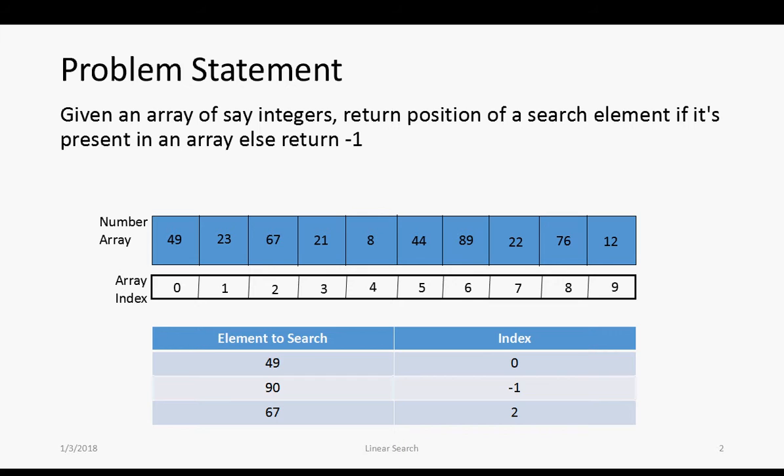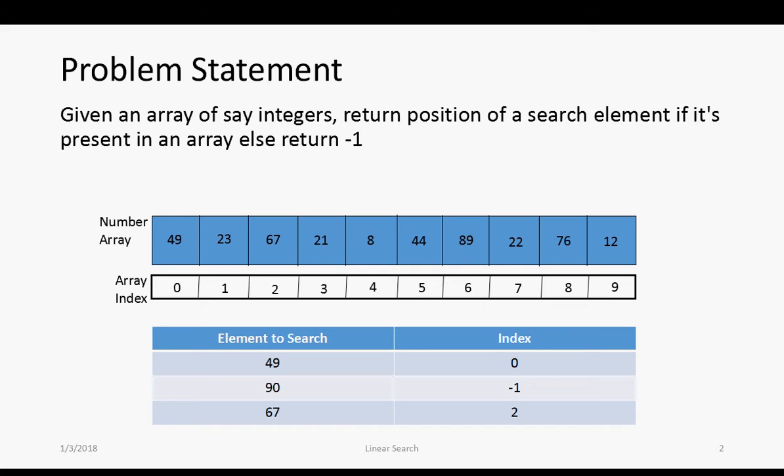While if you look at 67, it will start with index 0, compare 49, and say, hey, I don't match. Then it will move to index 1 and compare 23 versus 67; it doesn't match. Move the pointer to the third element, index 2, and compare 67 versus 67. It's a perfect match, and hence I'm going to return 2.